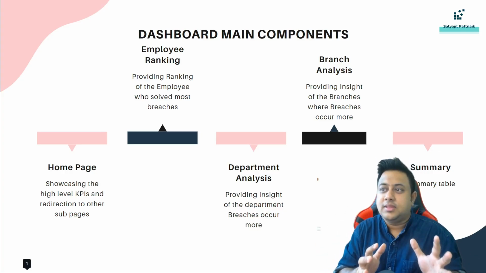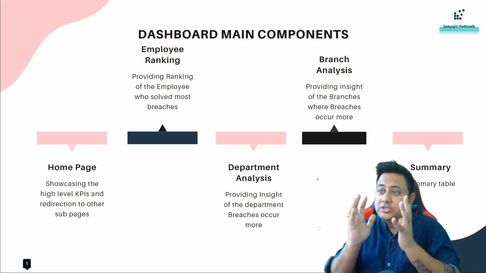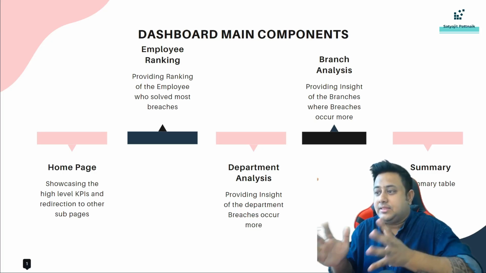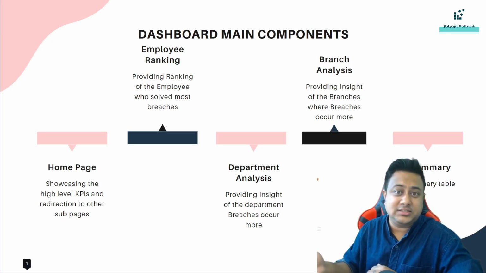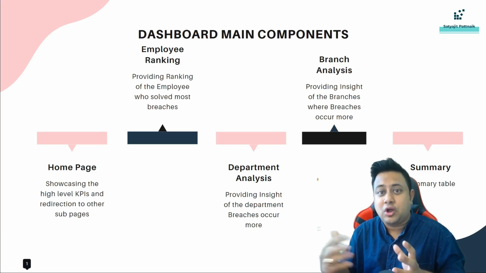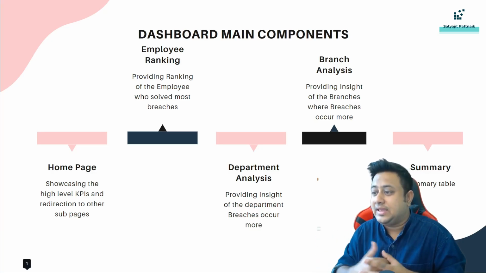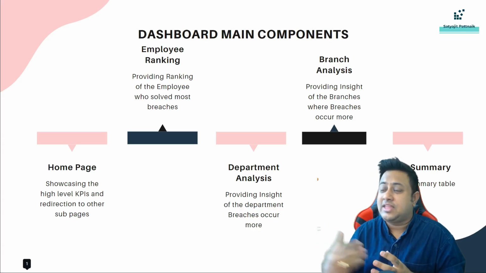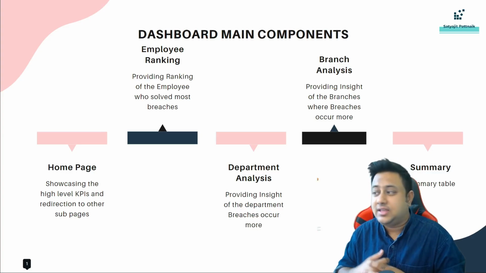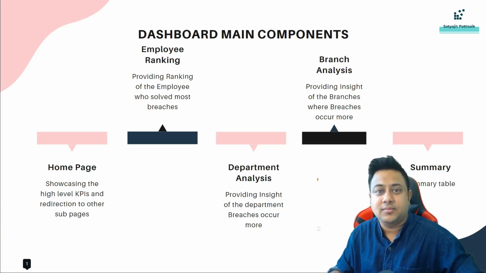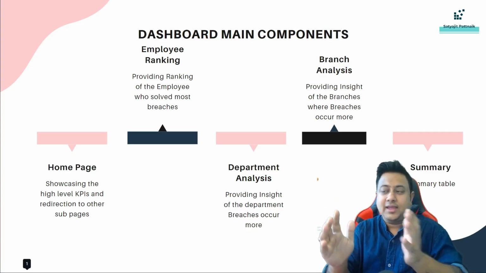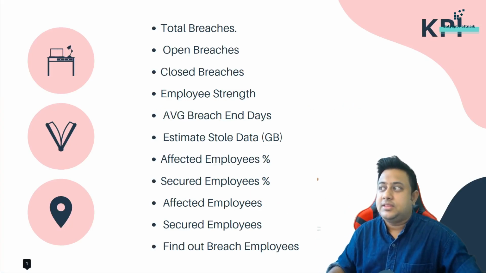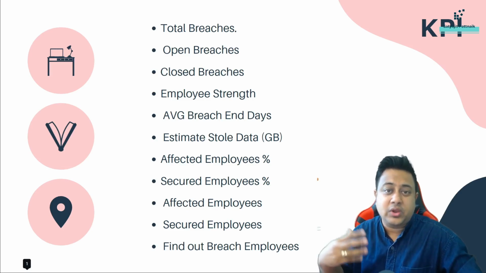So homepage, then we have employee ranking, which provides ranking of the employee who solved most of the breaches. Then comes department wise analysis, which department has solved the most number of cases, providing insight of the department breaches which occurs more. Then we have branch level analysis, and then we have finally the summary. So home, employee ranking, department analysis, branch analysis, and summary.